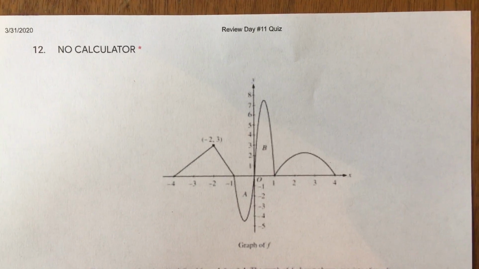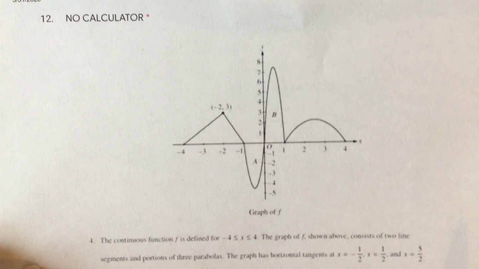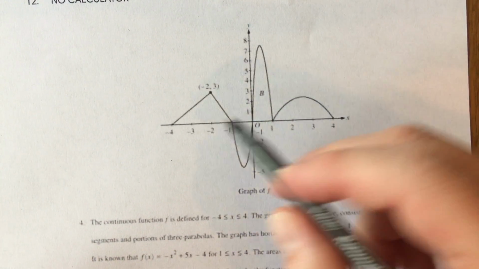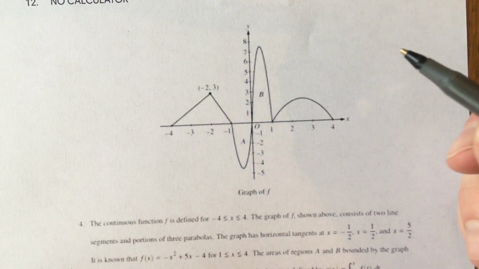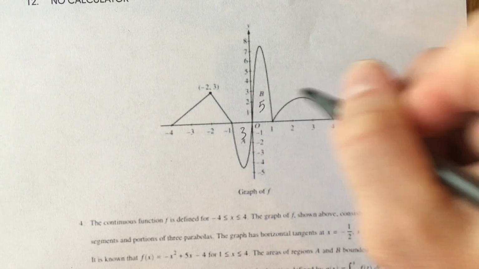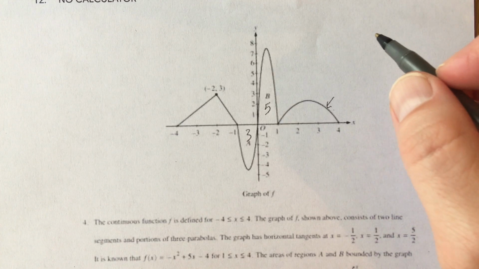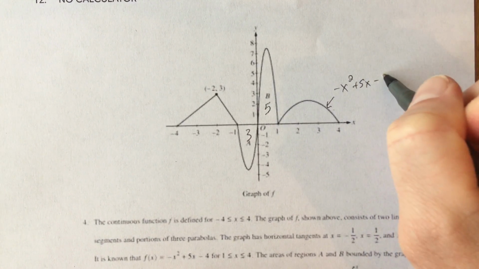All right, now we're going to look at the second free response problem from review day number 11. We get this very crazy looking graph. We're told this is just two line segments. Make this triangle here. We're told that A has an area of 3, B has an area of 5, and that this function is negative x squared plus 5x minus 4.